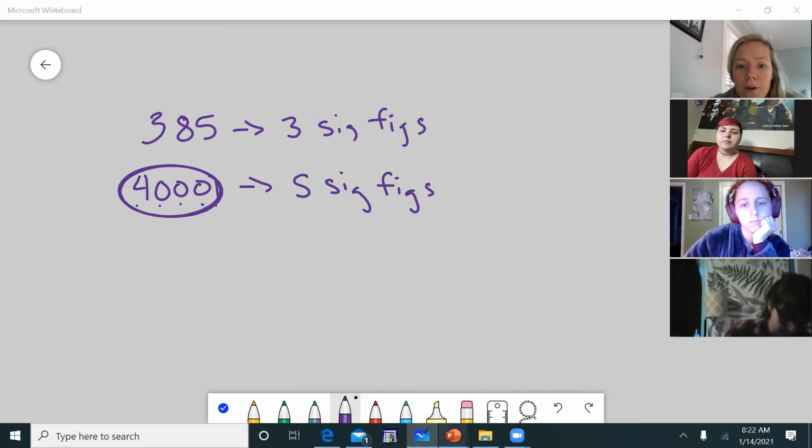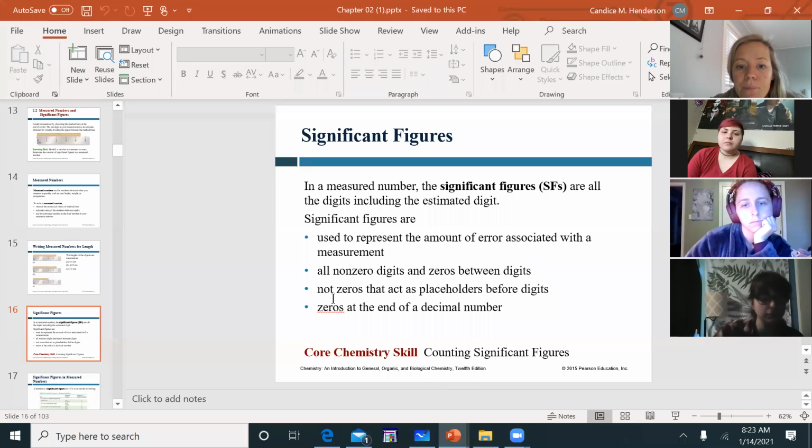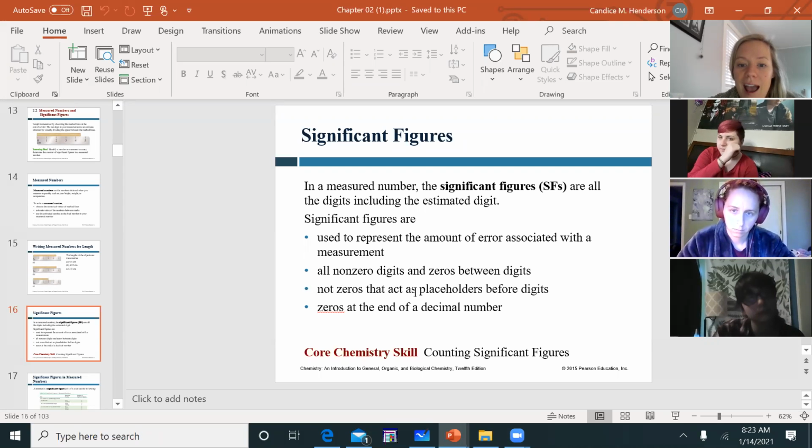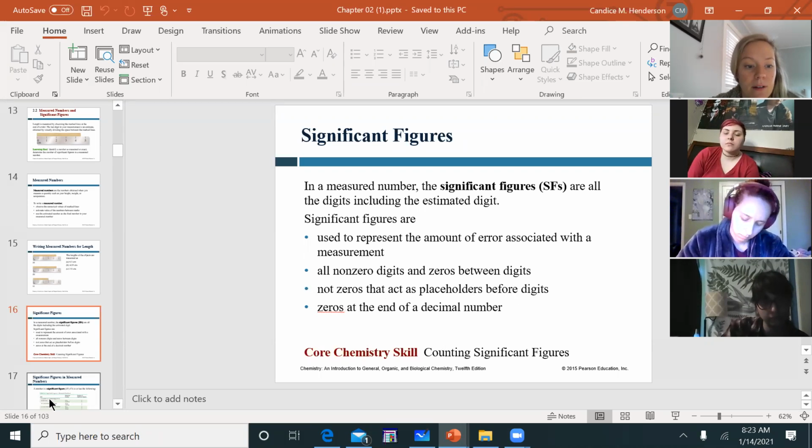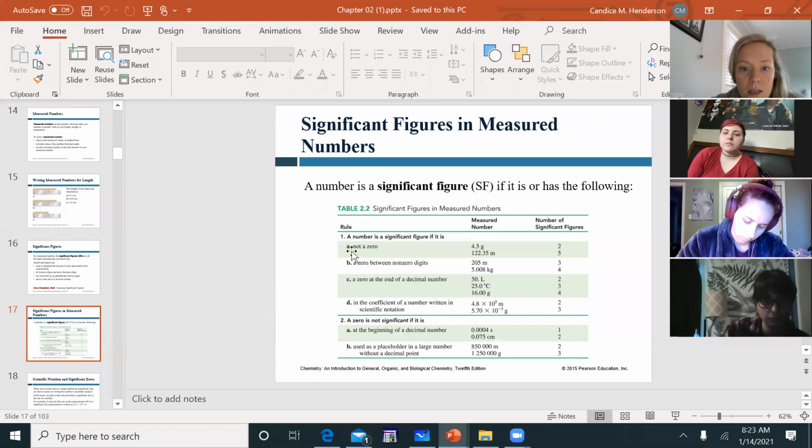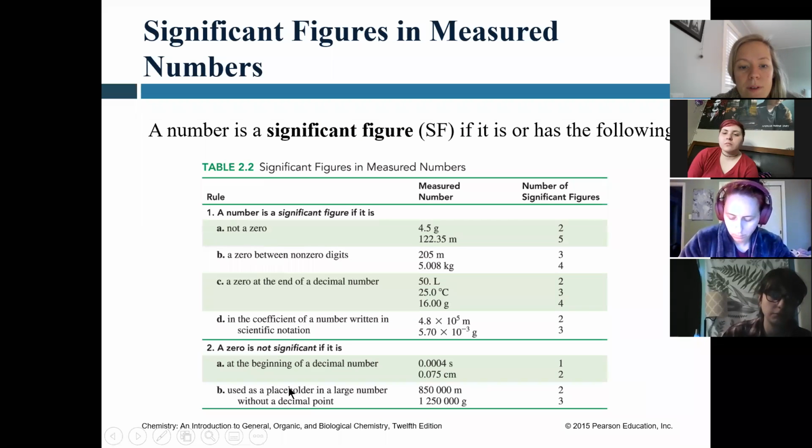Let's look at a couple of the other rules. The zeros are what are going to throw you off. Those are the tricky things. So not zeros that act as placeholders before a digit. Zeros at the end of a decimal number. All right, so let's look at some of these. So this sort of gives us an example of each as we go through.